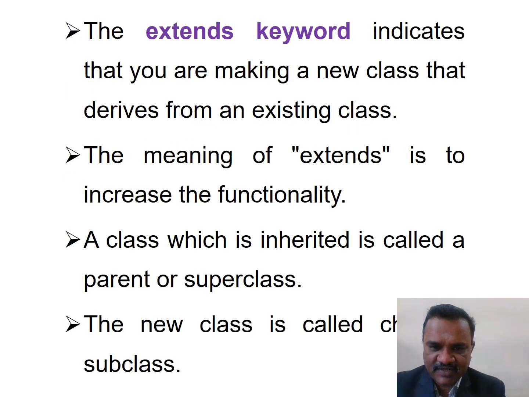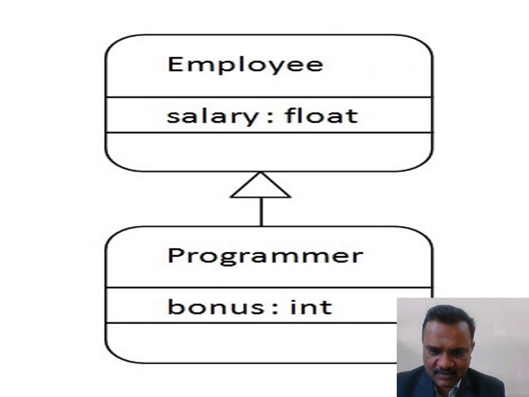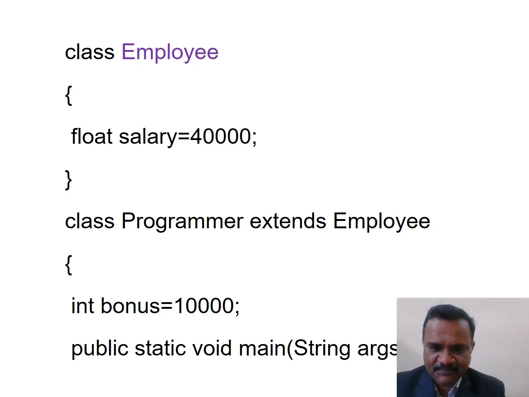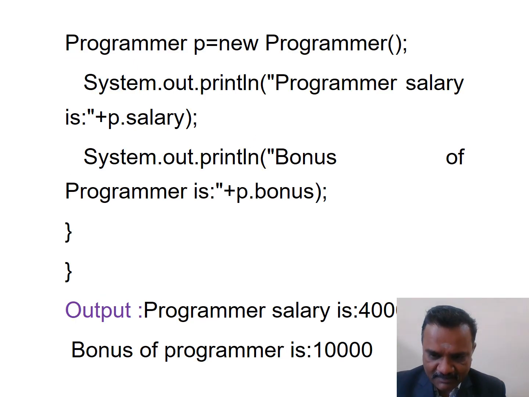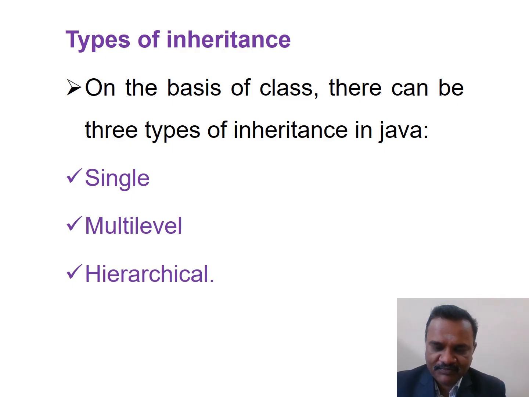In single inheritance we have only one parent class and one child class. In multiple inheritance you can use two super classes and one subclass. In multi-level inheritance you can create one superclass and one subclass, and in between the superclass and subclass you can create n number of intermediate classes. And in hierarchical inheritance, one superclass and more than one subclass, I mean child classes. So these are all the types of inheritance.